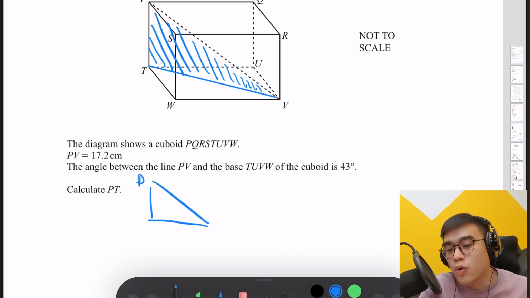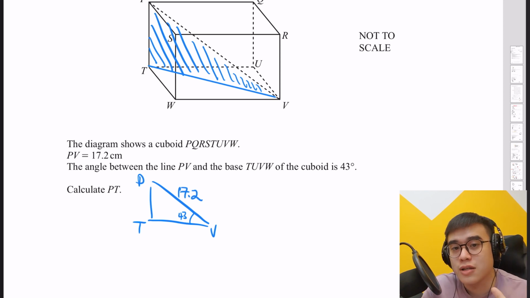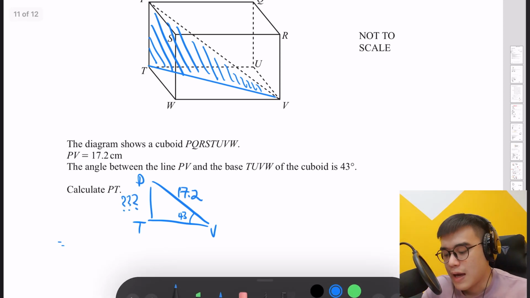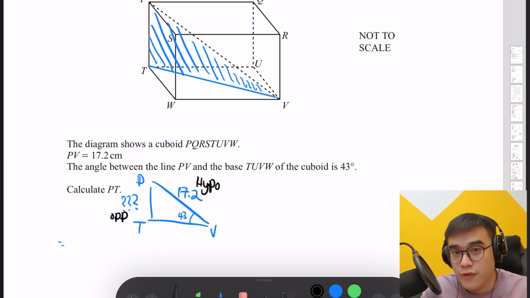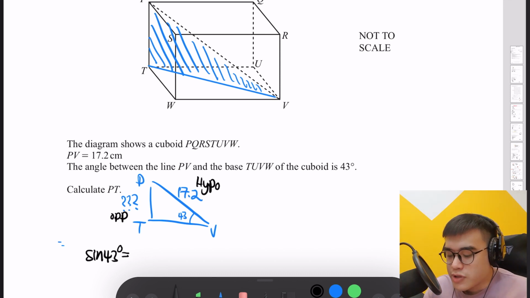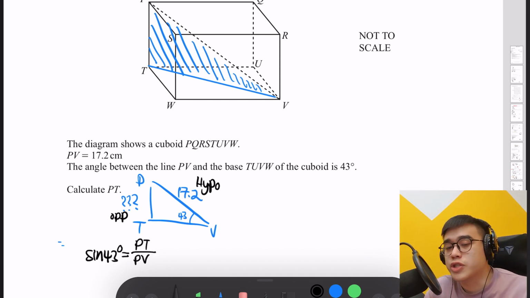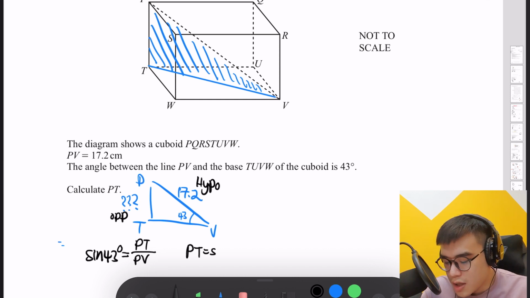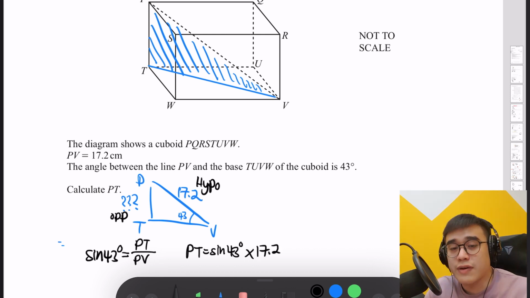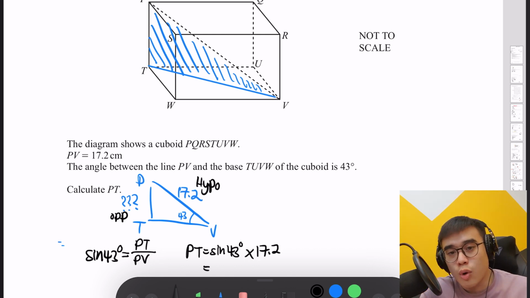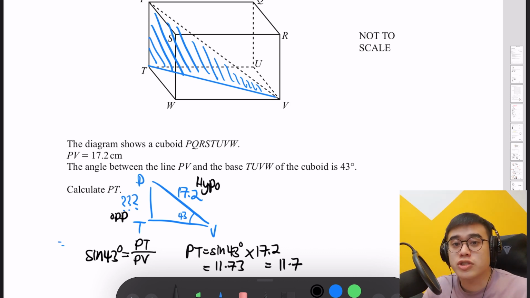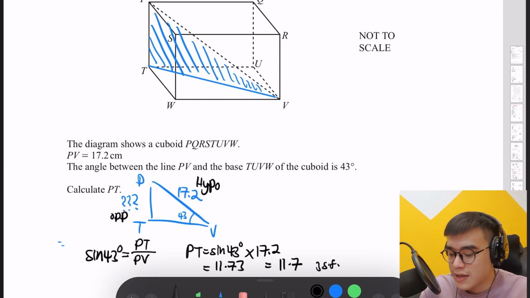So with this, I know that PT is opposite the 43 degree angle, and the 17.2 is the hypotenuse. With these two pieces of information, I can now proceed with opposite and hypotenuse, which is a sine calculation. So sine 43 equals PT over PV. PT is sine 43 times 17.2. So remember to close the 43 degree before you multiply it with 17.2. Your final answer will be 11.7 after correcting it to 3 significant figures.